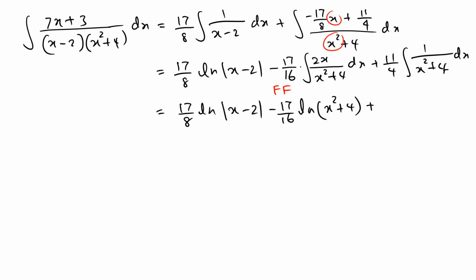And this is the tan inverse function. So you have to divide by a equal 2. So that means 11 over 8. You divide by another 2. This is tan inverse of x over 2 plus c. So that's how we do it. So that's the end of the 3 techniques.